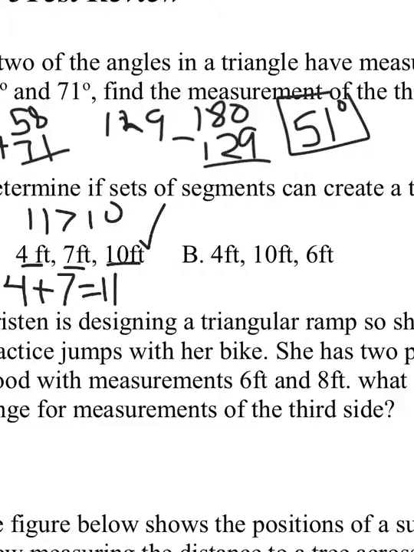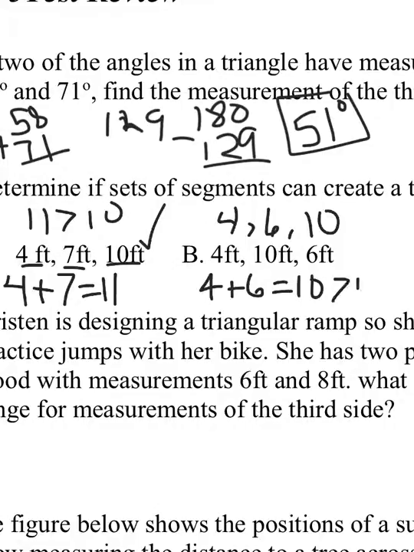Right? 4 and 7 is 11. Add those up, that's bigger than 10. 4 plus 6, it's equal to 10, so it's a triangle. Well, the first part is right. 4 plus 6 is 10. But because it's equal and not bigger than 10, that is not a triangle. It must be bigger. It cannot be equal or less than. All right?